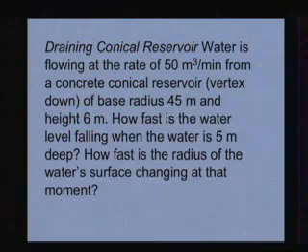Water is flowing at the rate of 50 cubic meters per minute from a concrete conical reservoir with the vertex down. And it has a base radius of 45 meters and a height of 6 meters. How fast is the water level falling when the water is 5 meters deep? How fast is the radius of the water's surface changing at that moment? Pause the video while you work on this problem, and when you're finished, restart the video to check your solution.